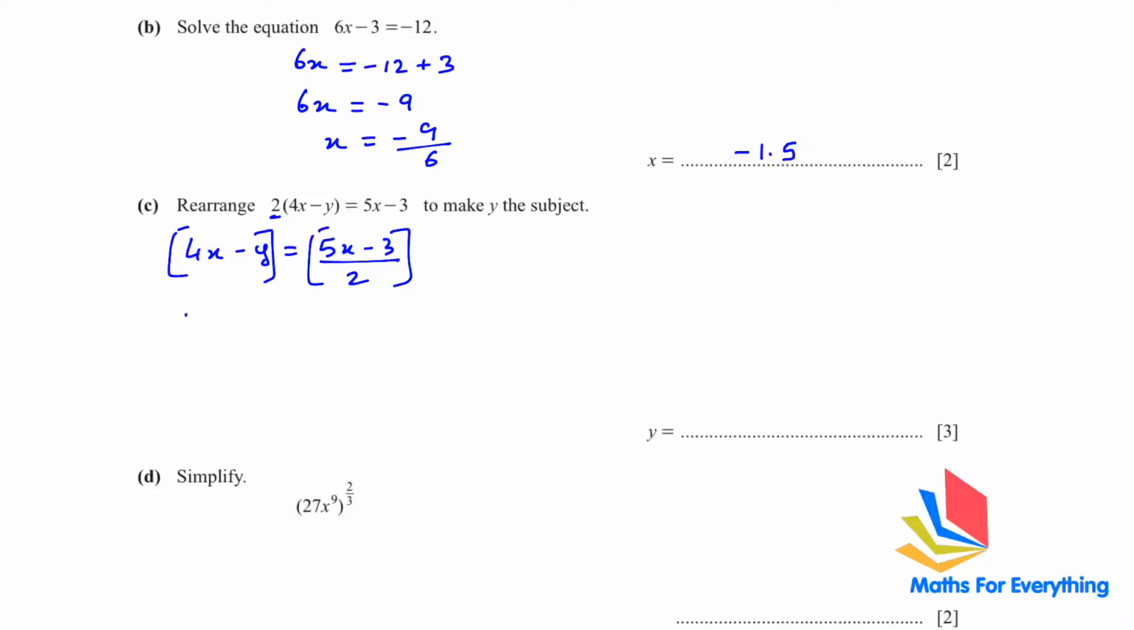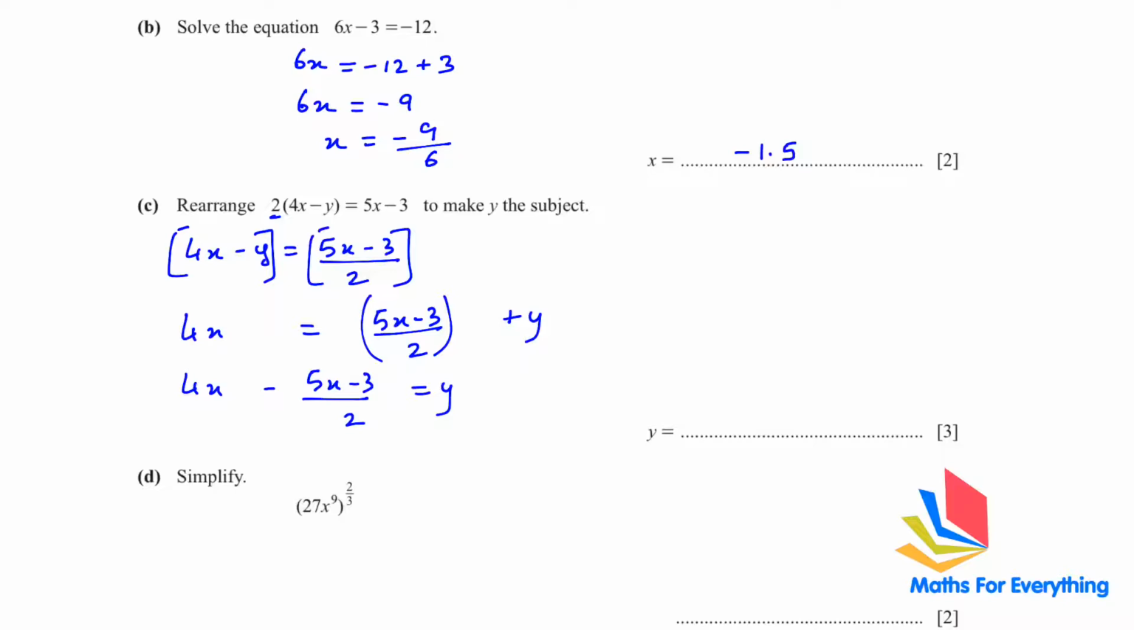Let's do that. So we have 4x is equal to 5x minus 3 over 2 plus y. Now this whole thing we are going to shift this side. 4x minus 5x minus 3 over 2 is equal to y. So this is one way of doing it. We made y the subject.